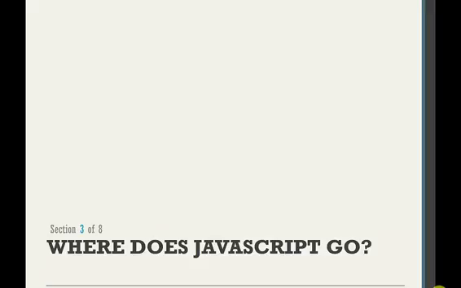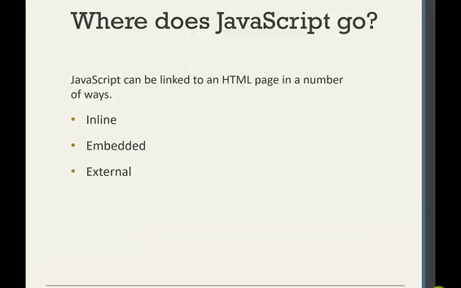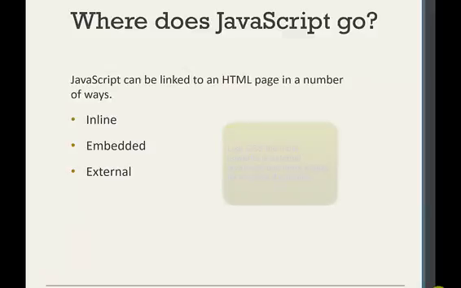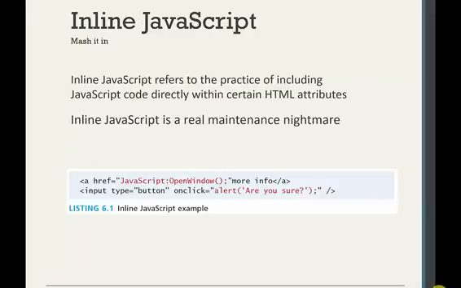Where does JavaScript go? You're going to see that JavaScript is a lot like CSS as to where you decide where you want to place the script. You can do inline, you can do embedded, and you can do external. JavaScript, like CSS and HTML, is simply a text file. Here is an example of an inline script.